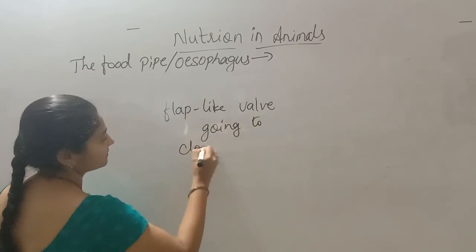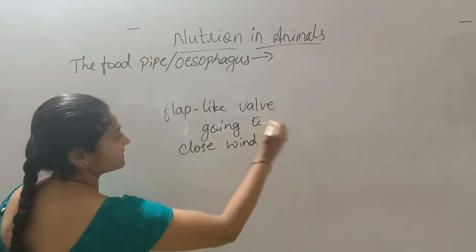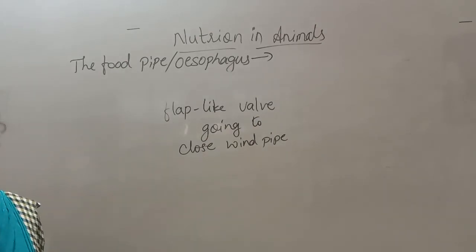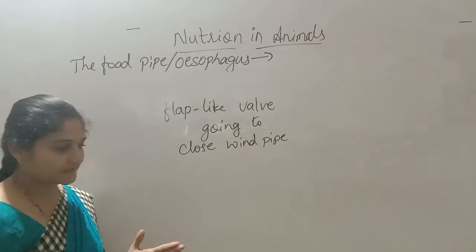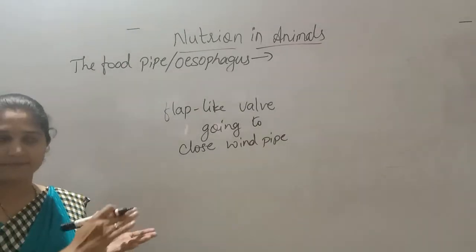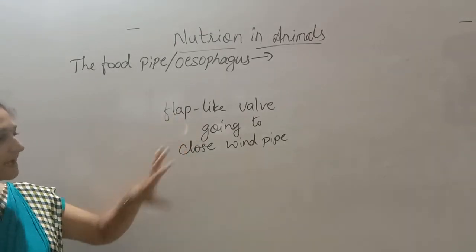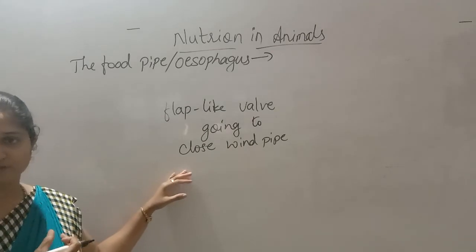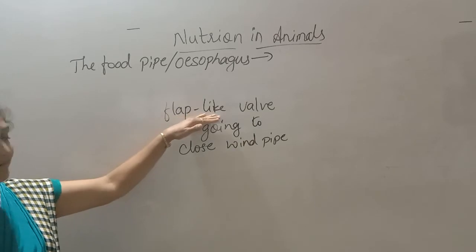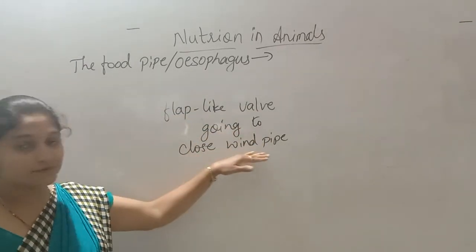Going to close the windpipe. Then obviously the food particles will not enter the windpipe. A flap-like wall means, have you seen that in any meter, that one cover will be there to regulate. Here it is the same thing, a flap-like wall. The windpipe also has walls, and those walls are in a flap-like structure. That's the reason they are given flap-like walls, going to close the windpipe.